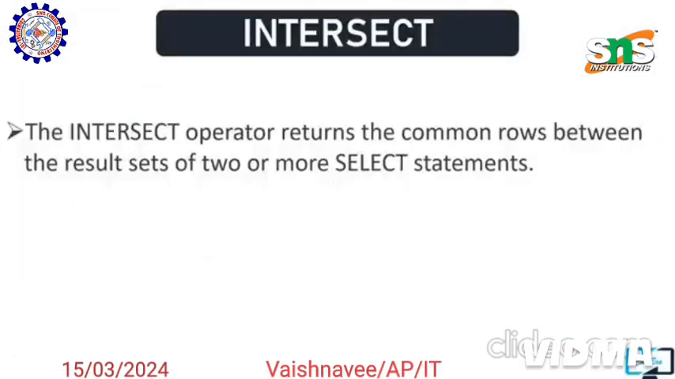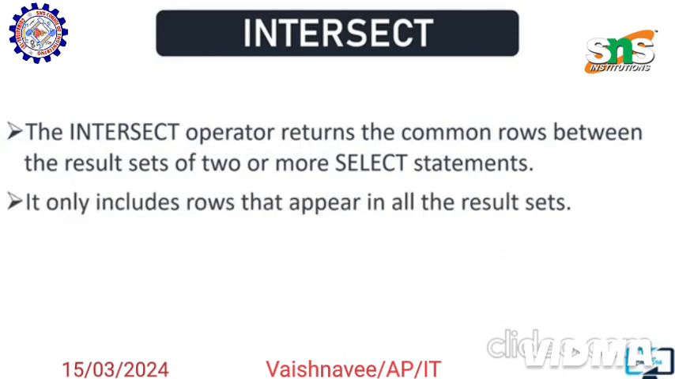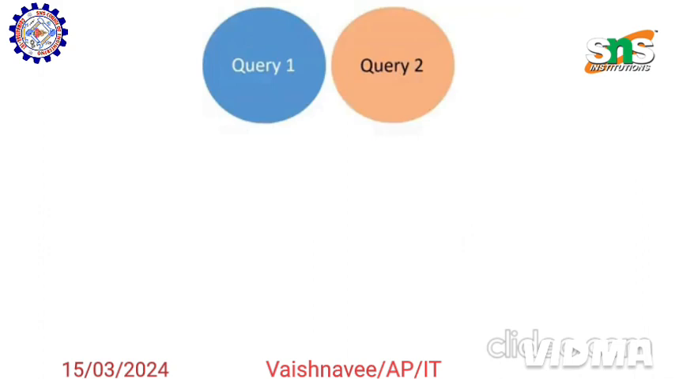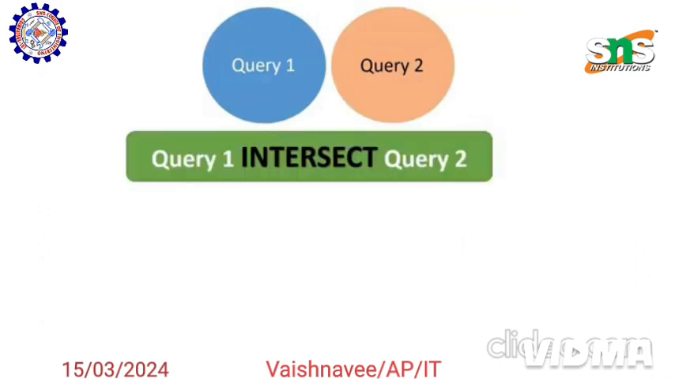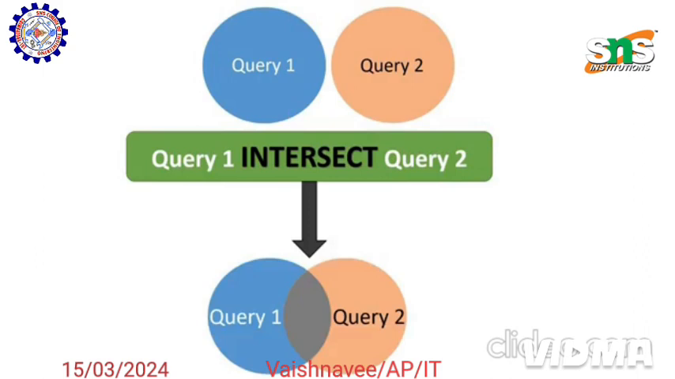Next is the intersect operator. It returns the common rows between the result sets of two or more select statements. It only includes rows that appear in all the result sets. So with query 1 and query 2, it will display the intersecting points in the tables. So: select column name from table 1, intersect, select column name from table 2. This is the syntax for intersect.